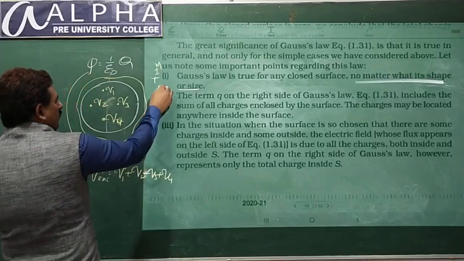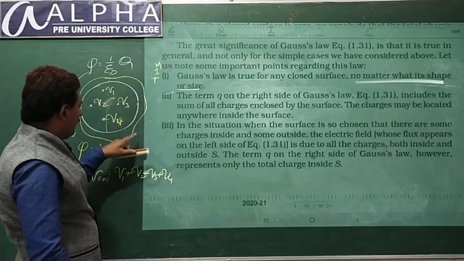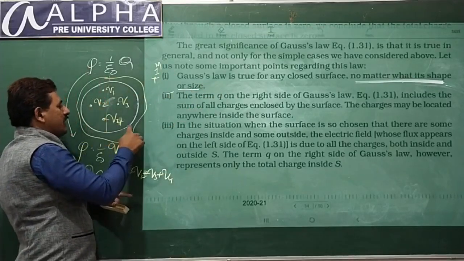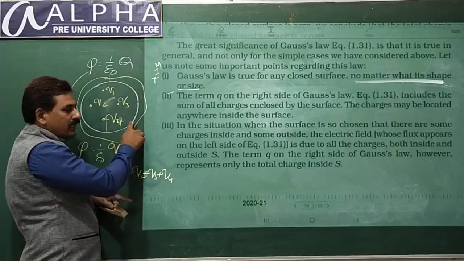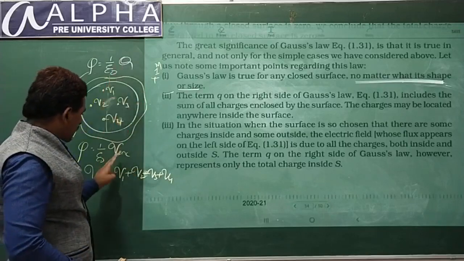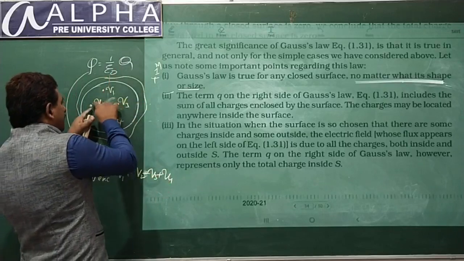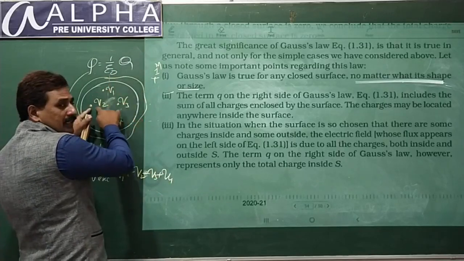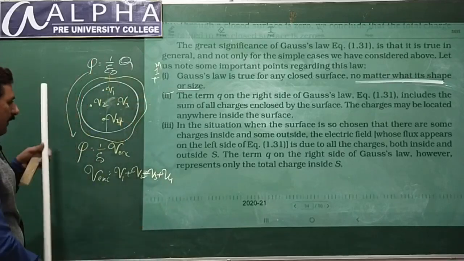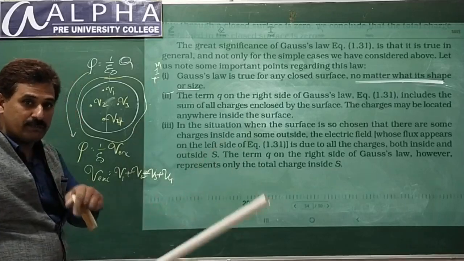Now, you have understood first point, second point. What is the first point? Gauss law, while applying Gaussian surface, it can be of any shape, like regular, sphere, cylinder, or irregular surface like this. And the right side term, charge, is a collection of charges, not a single charge. The charges can be anywhere inside, need not be at the center. Second point. What is the third point? Third point is a bit lengthy. Let's read that. Then I'll write the diagram to explain you easily.